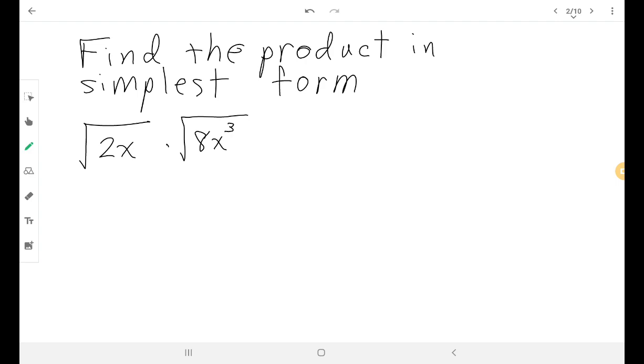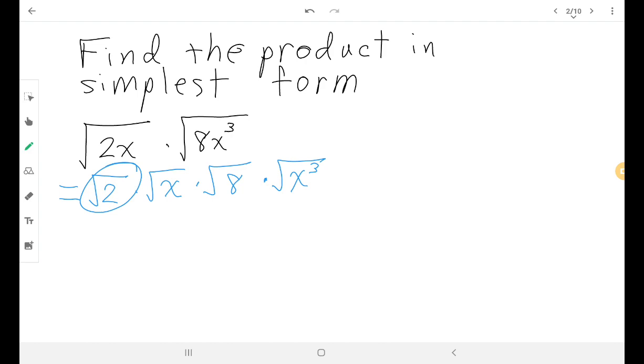So we're going to start with this problem. Find the product in simplest form. And we're going to start with something that we did last time, which is the ability to pull these things apart. As long as there's only multiplication inside of the square root, you can pull everything apart into separate square roots. So I can call this the square root of 2 times the square root of x times the square root of 8 times the square root of x to the third.